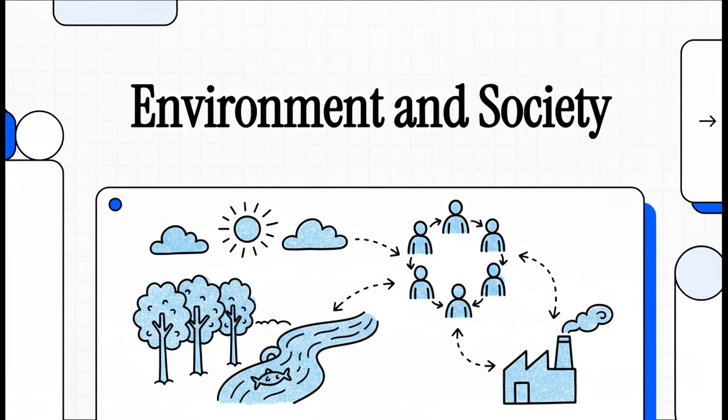Today, we're diving into a really important chapter from your Class 11 sociology book, Environment and Society. In this breakdown, we're going to unpack the deep and honestly pretty complicated relationship between the way we live and the world all around us. So you ready? Let's get into it.